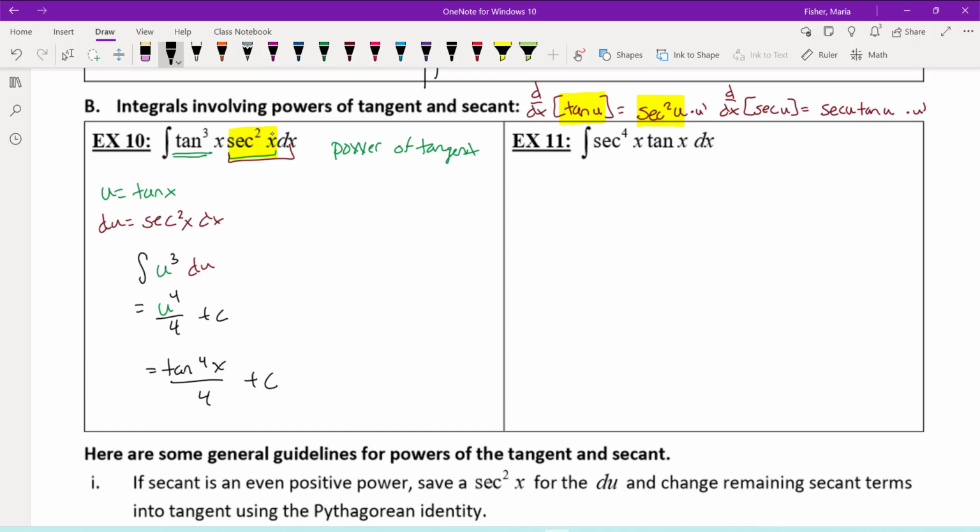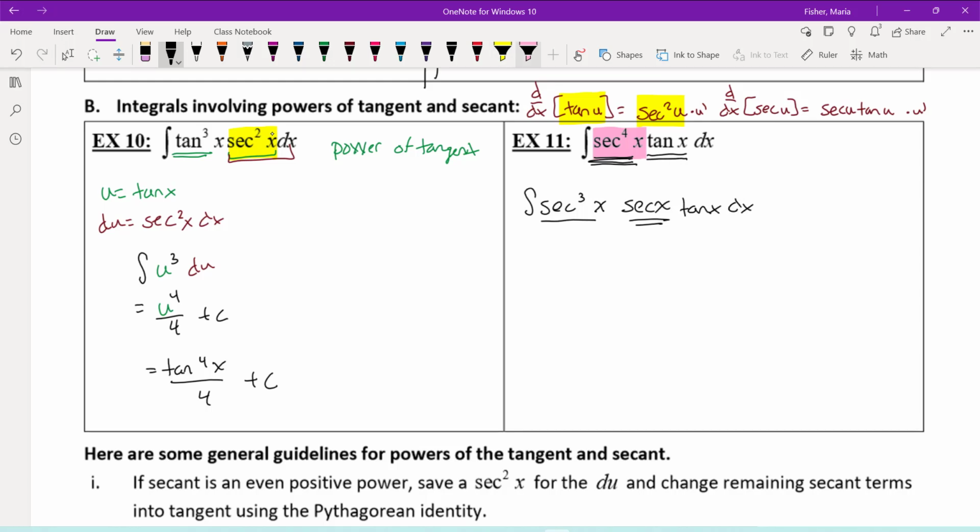For number 11, secant to the fourth x tangent of x dx. Notice I have tangent here, and it's raised to the first power, and I have secant, and it's raised to a power that is more than 1. So I can rewrite this as the secant cubed of x times the secant of x, because secant cubed times secant is secant to the fourth, and then times the tangent of x dx.